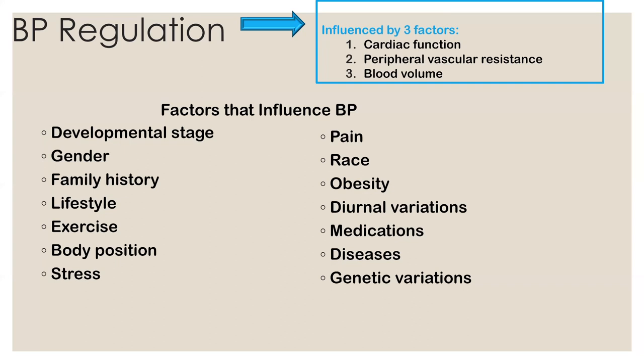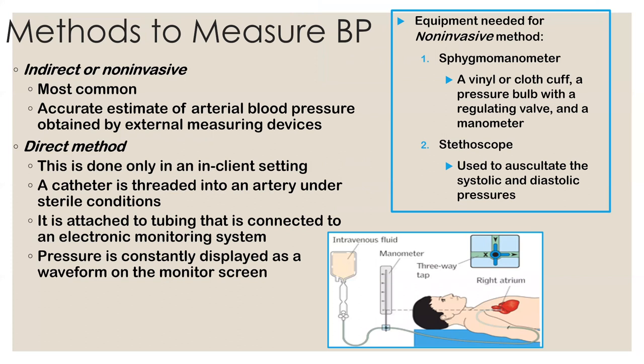So, methods to measure blood pressure. There are indirect or non-invasive ways to measure the blood pressure, and then there are direct methods, okay? If you're doing a non-invasive or indirect blood pressure, this is the most common that you're going to see in a clinic setting, or that you're going to really probably use as a nurse, unless you're in a critical area. It's an accurate estimate of arterial blood pressure, and it's obtained by external measuring devices.